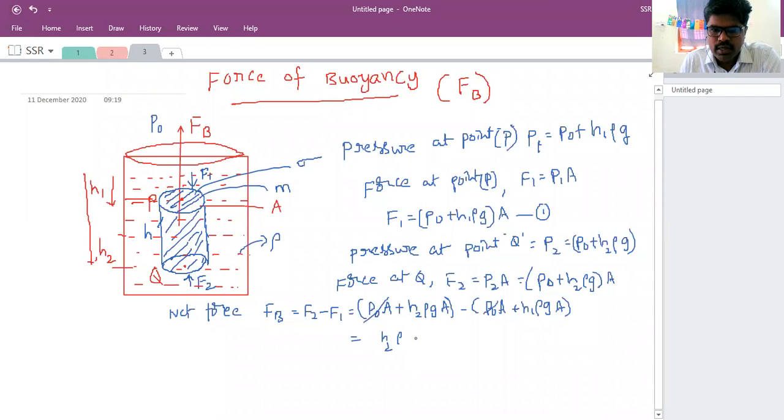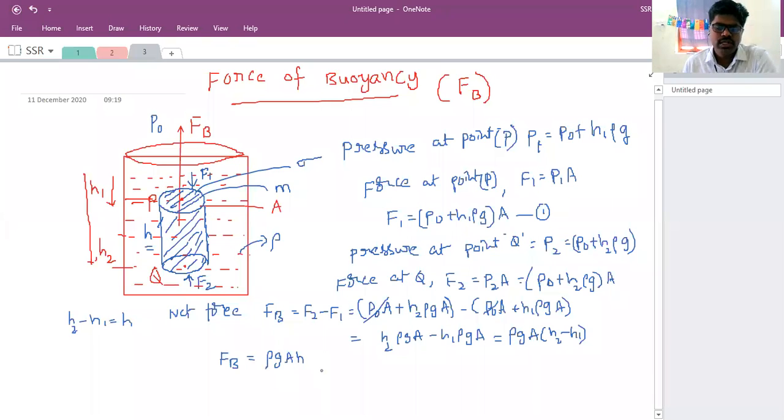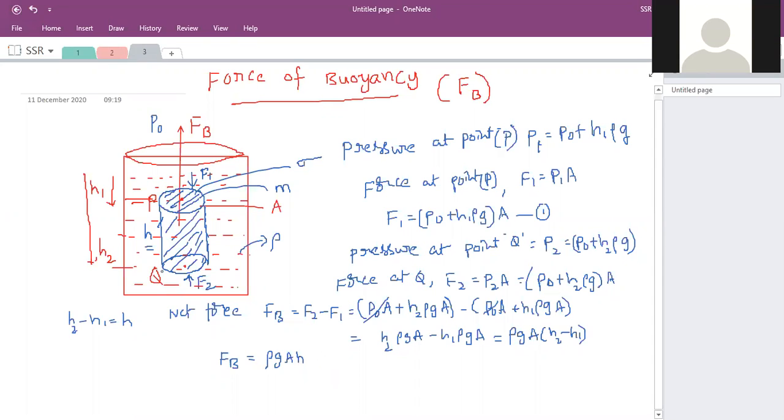Then you can write H2 rho g A minus H1 rho g A. Rho g A is common, so rho g A into (H2 minus H1). What is the height difference H2 minus H1? From the diagram, H2 minus H1 is equal to H. Then you can write the buoyancy force FB is equal to rho g A into H. Are you clear with this equation? Yes, sir.